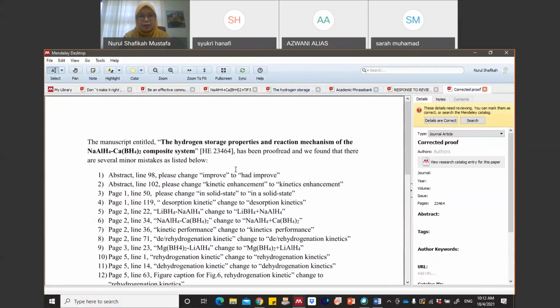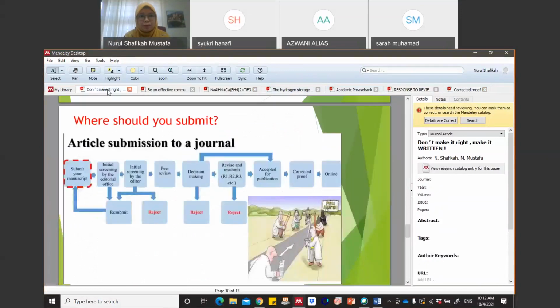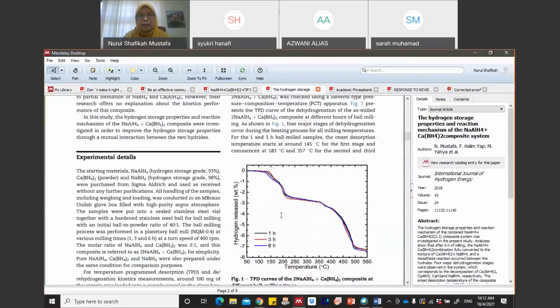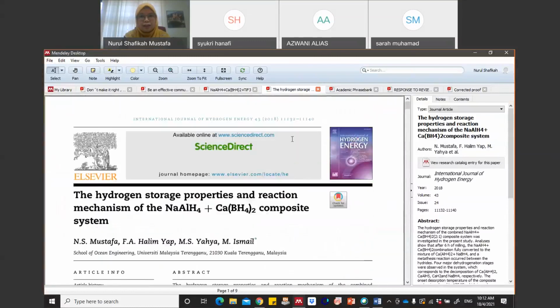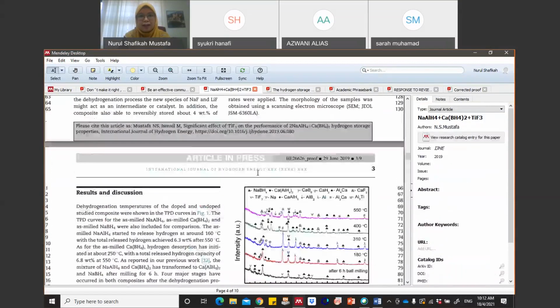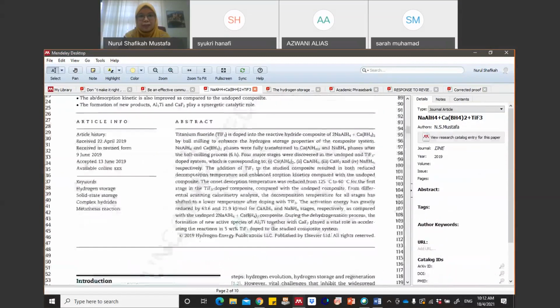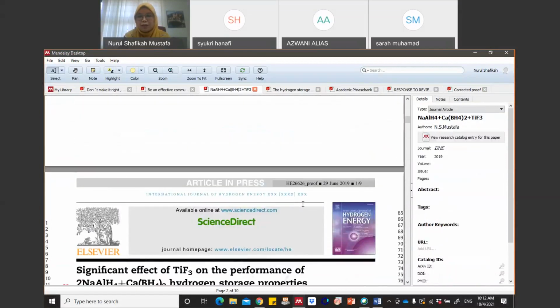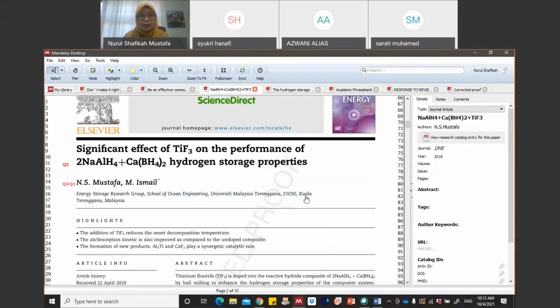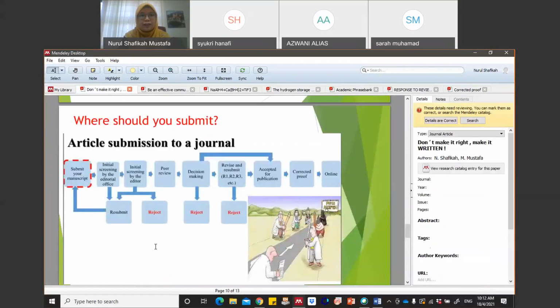So after you have done all this corrected proof, after that it will be online like this. This is the final. If it is online, you will get the volume and your year. If it's not online yet, it will be like this, article in press. So you don't have the number of your volume for your manuscript. So that's the process for your article submission to a journal. So a long journey before your paper is accepted.